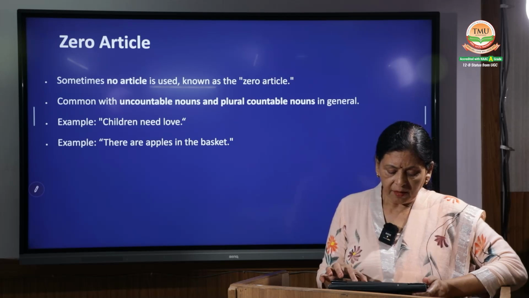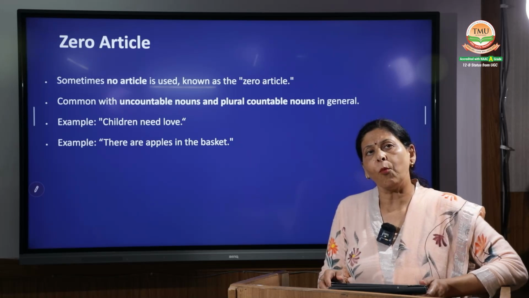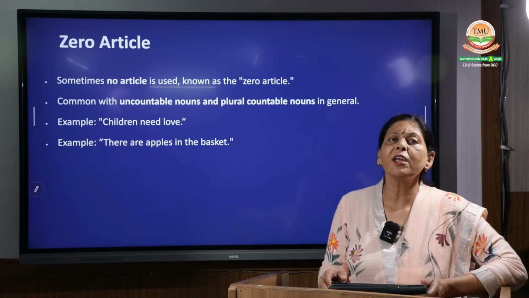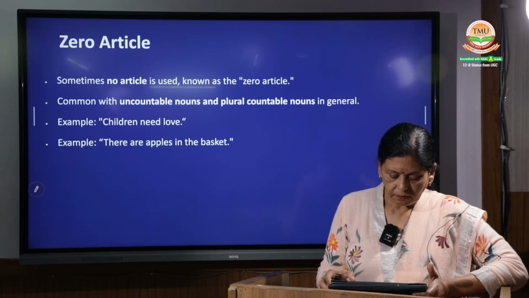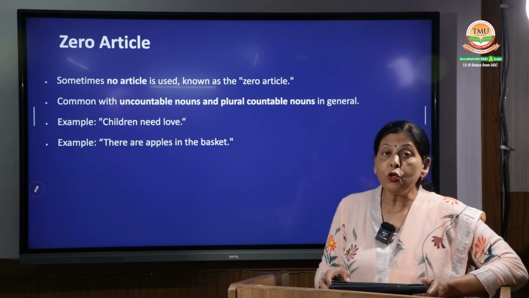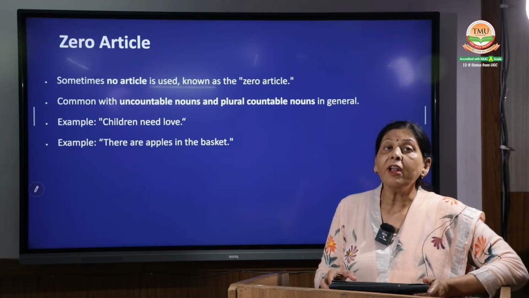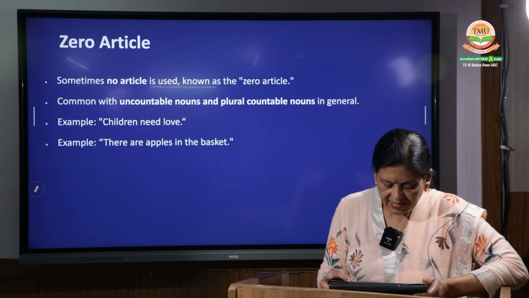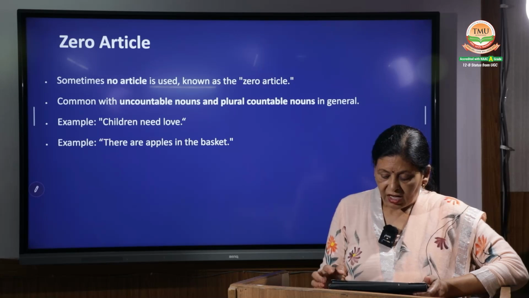Then zero article. What is zero article? It means again where articles are not placed. We can call them omitted articles also, and we can call them zero articles also. That is, sometimes no article is used. That is called zero article. I can give you an example for that.